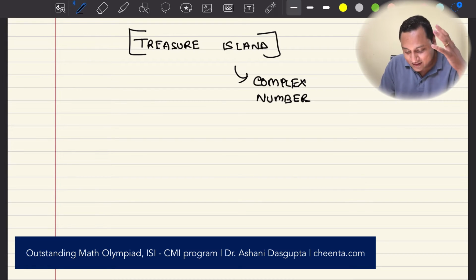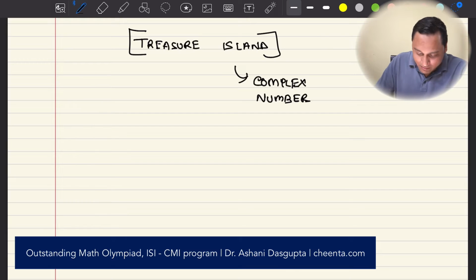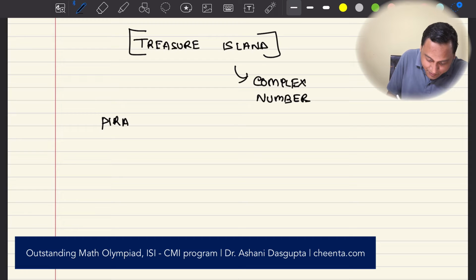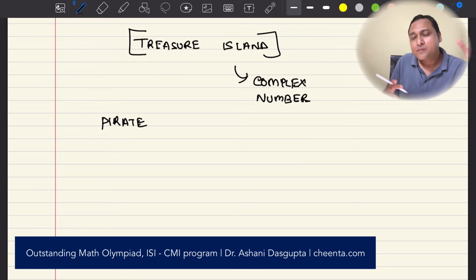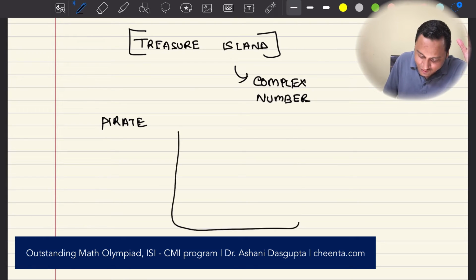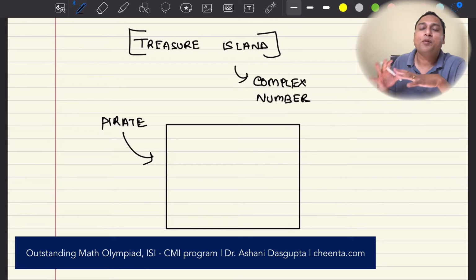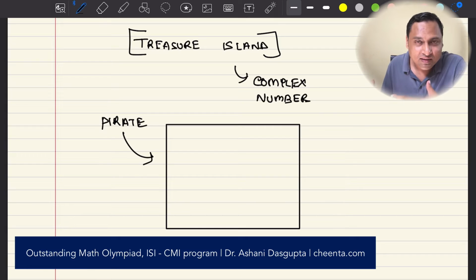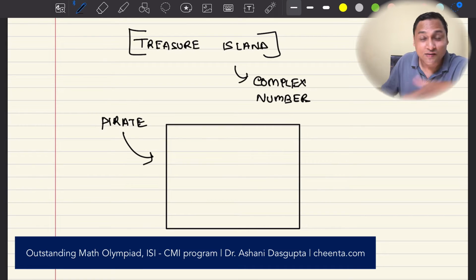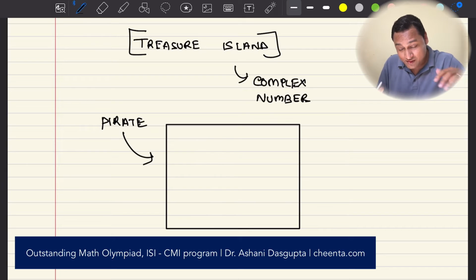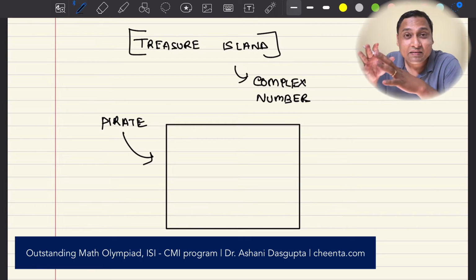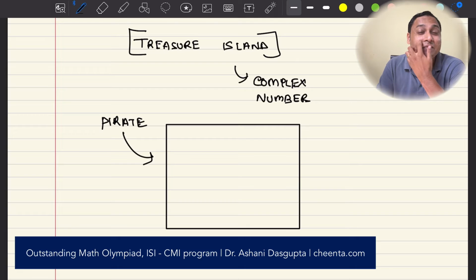So I'll tell you the problem first, okay? So the problem is like this, that there was a pirate who went to an island. So let's draw this island like a square box. But of course, the island may not be square. He goes to this island and he deposits some treasure. He buries it underground so that no one else can find it. So he goes to the island, buries the treasure, and then makes a map.